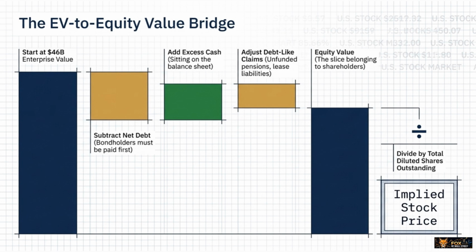That brings us to Step 5, calculating the final equity value. That's the actual slice of the pie that belongs to the shareholders. Finally, Step 6, we take that equity value and divide it by the total number of diluted shares outstanding. And boom, that gives us our implied stock price.